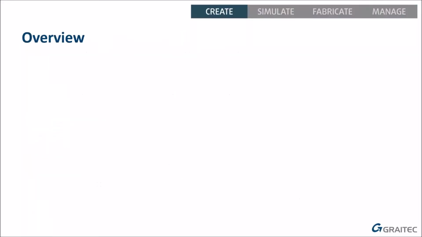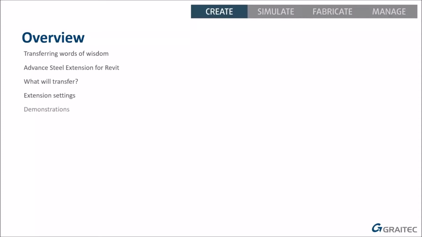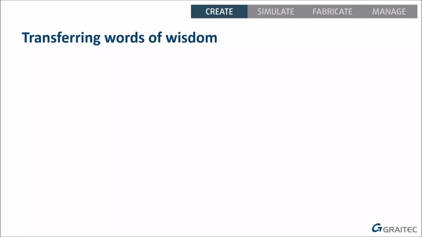So on to today's webinar. We're going to start with some transferring words of wisdom. Then we're going to look at the Advanced Steel extension for Revit, what will transfer, what the extension settings look like, and then we'll look at some demonstrations. The demonstrations I did pre-record on Wednesday and it didn't all go to plan, and I have actually had to send the models off to Autodesk because we found a bug in there. So what went wrong, and we'll have a look at what's been done with it at the moment.